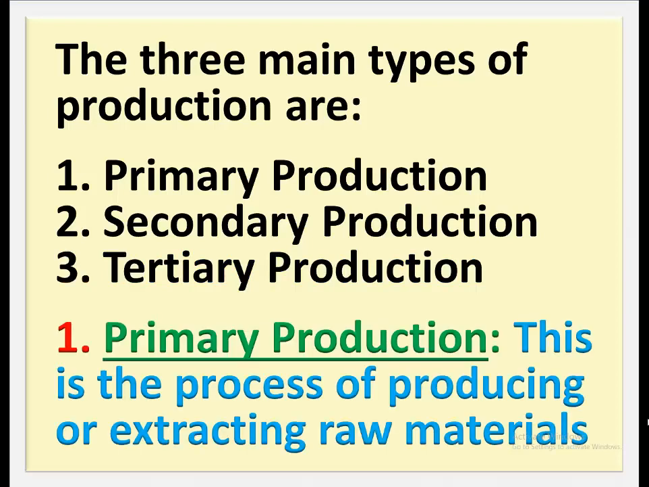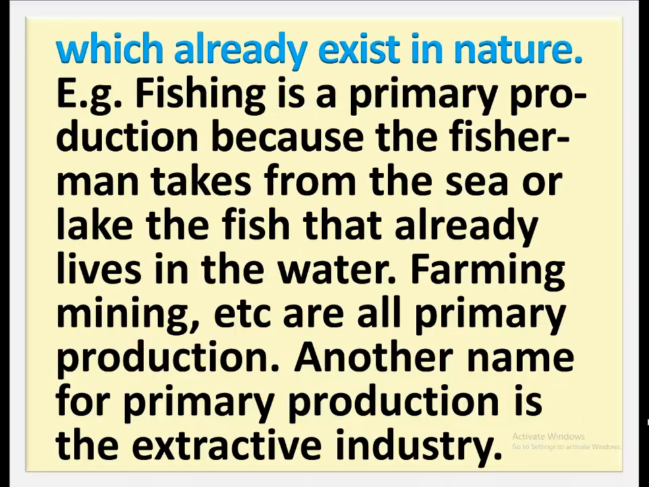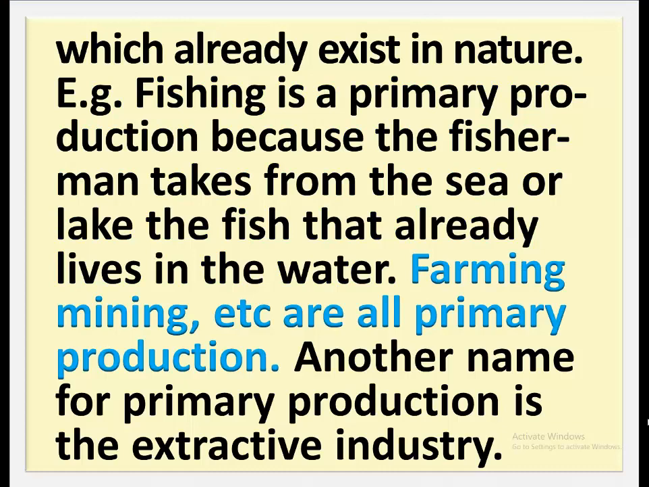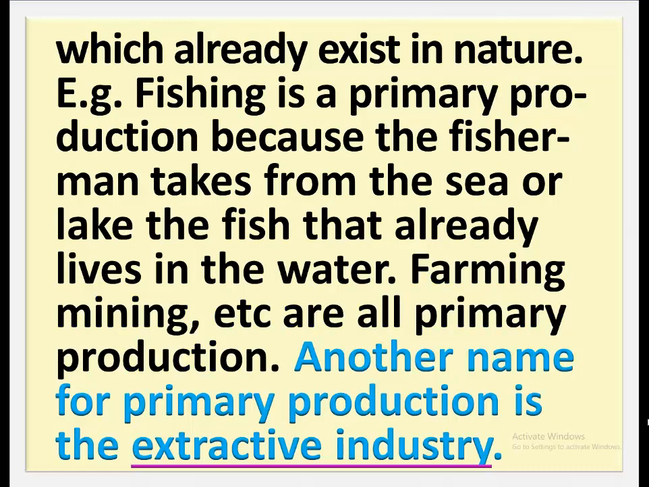1. Primary production. This is the process of producing or extracting raw materials, which already exist in nature. For example, fishing is a primary production, because the fisherman takes from the sea or lake the fish that already lives in the water. Farming, mining, etc. are all primary production. Another name for primary production is the extractive industry.